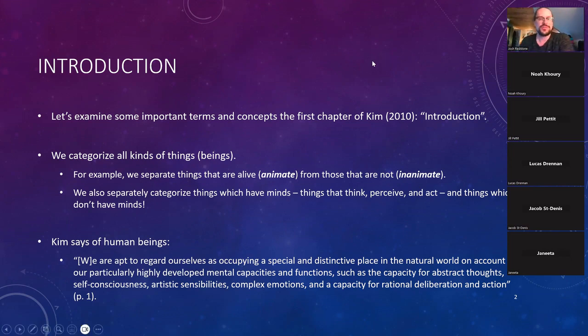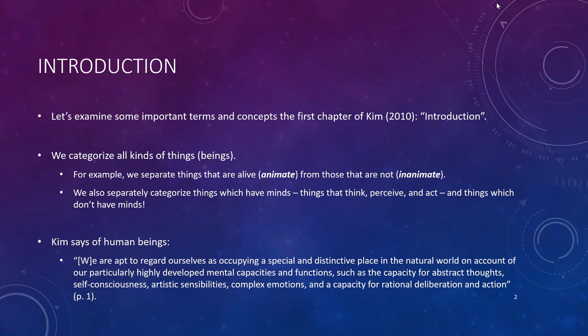Okay, so let's examine some important ideas from chapter 1. Kim starts out by talking about how we categorize different kinds of things. We categorize things that exist, beings. Now, I'm a being, you're a being, but my desk is a being, my guitar, which is off screen over here, is a being, my plants, all of these are beings. They're all things that exist. And we categorize these beings in many, many different ways.